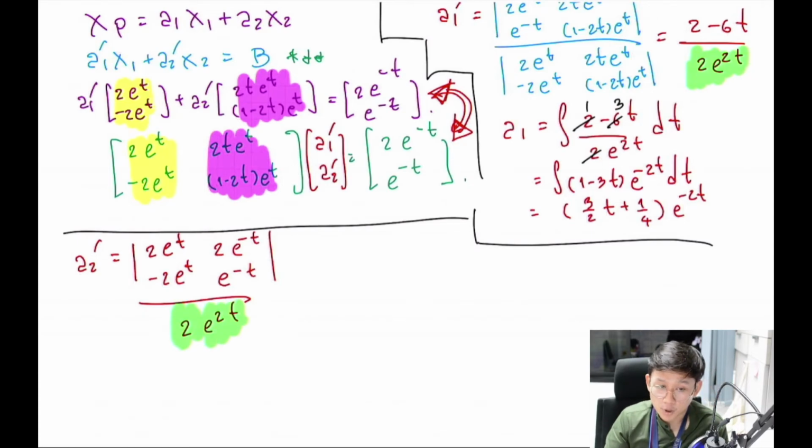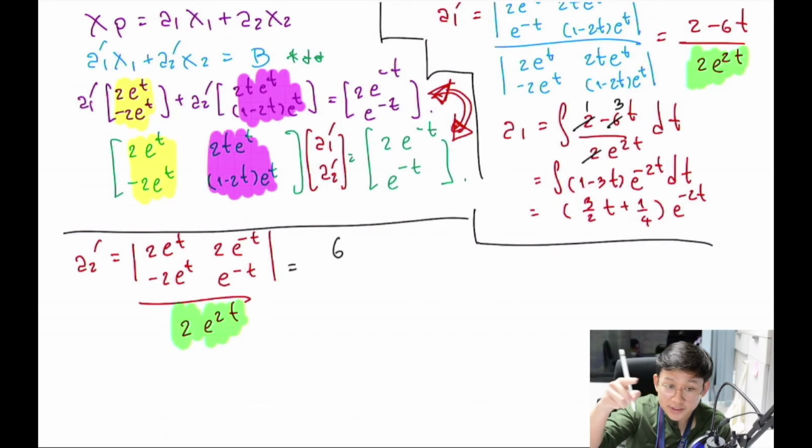Okay, and this, you just do it yourself. Okay, I'm not gonna show that. Up here you would get 6. It's quite easy, you multiply there, e to the t and e to the minus t cancel out, right? So you get 2, and then you get plus 4, so you get 6.